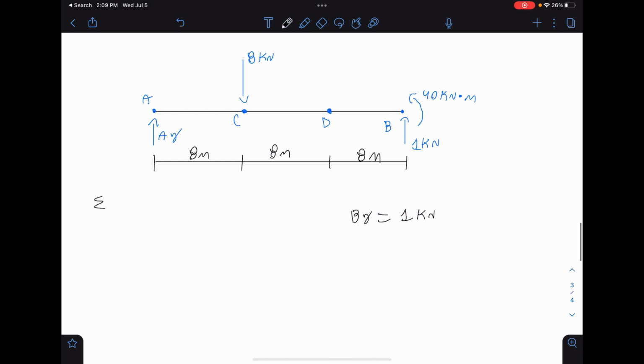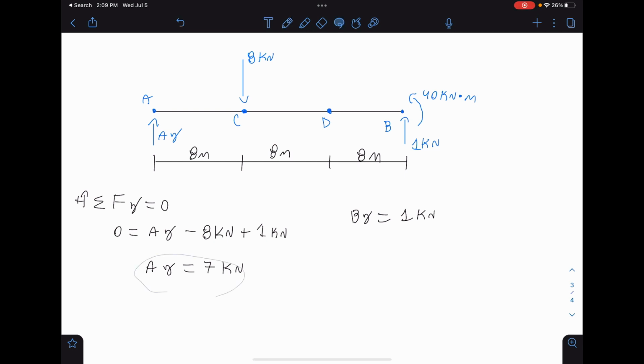So the sum of the forces in the y direction is equal to 0. Upwards is positive. 0 is equal to, we have Ay is positive minus our 8 kilonewton point load. Move on, nothing at D, and then at B, we have our positive 1 kilonewton point load. So solving for Ay, we have negative 8 plus 1 is negative 7. Move that over to the other side, and that's positive 7 kilonewtons.